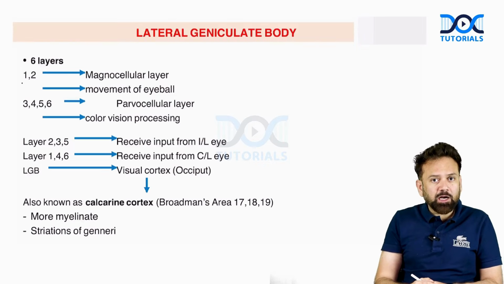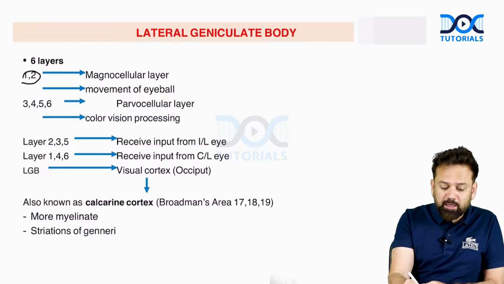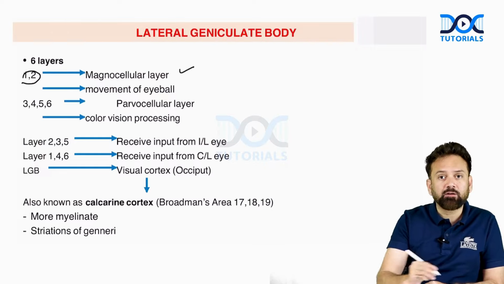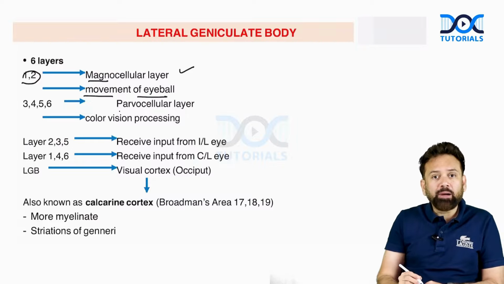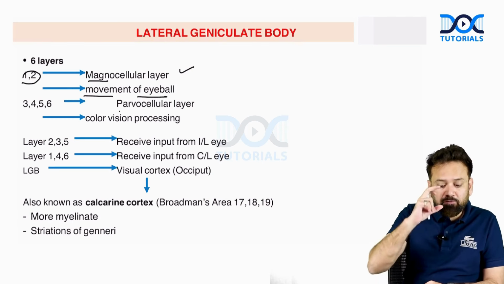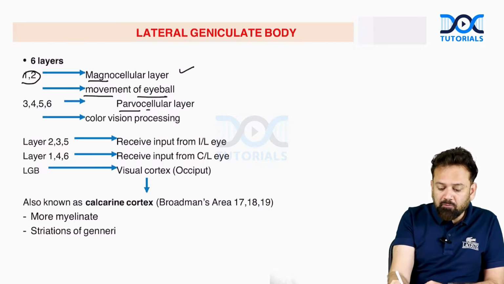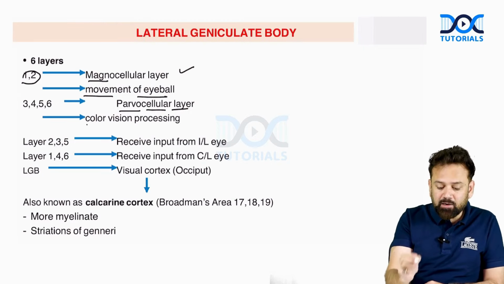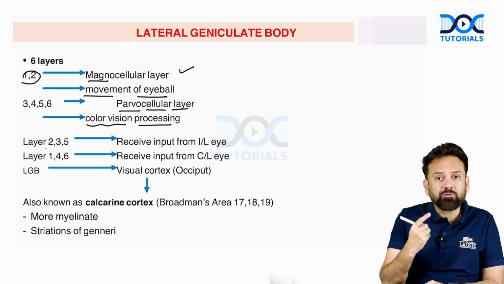We were talking about the lateral geniculate body. How many layers are there? 6 layers. First 2 layers are called magnocellular. M for magno, M for movement of the eyeball. Magnocellular layers are involved in movement of the eyeball. The rest, 4 layers, third, fourth, fifth, sixth, are called parvocellular layers, and they are for processing of color vision.